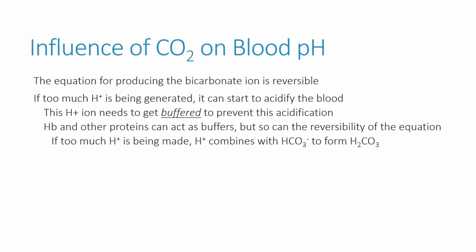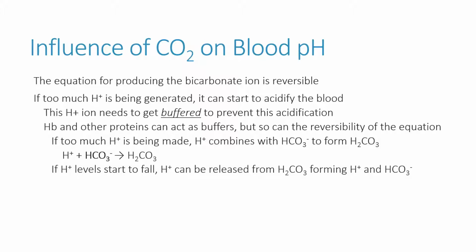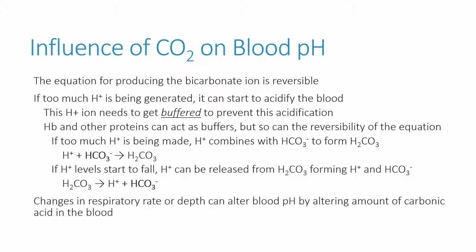If too much of this H+ ion is being made, that H+ combines with the bicarbonate ion to reform the carbonic acid. If our H+ levels start to fall, then H+ can be released from carbonic acid to form H+ again and the bicarbonate ion. This reversibility of the reaction helps control pH levels in the blood.